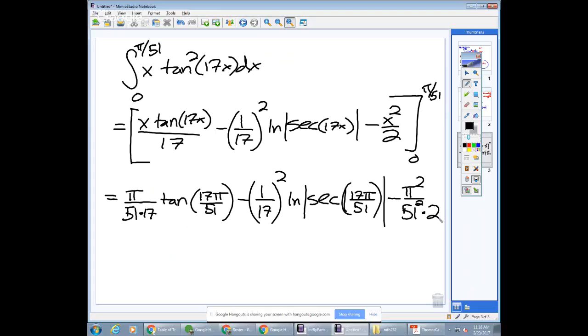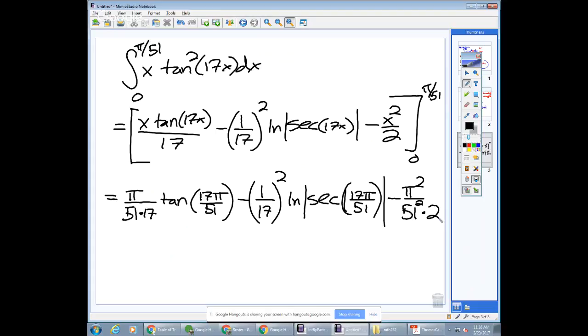What happens if I plug in 0? Tangent of 0? 0. Secant of 0 is 1 over the cosine of 0, which is 1, and the natural log of 1 is 0, and then 0 squared is 0. Whew, the lower bound is 0. What a relief. Okay, can we clean up any of this mess?